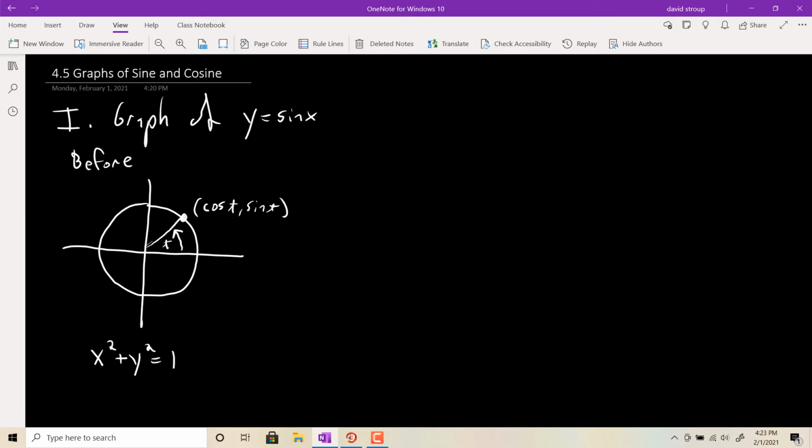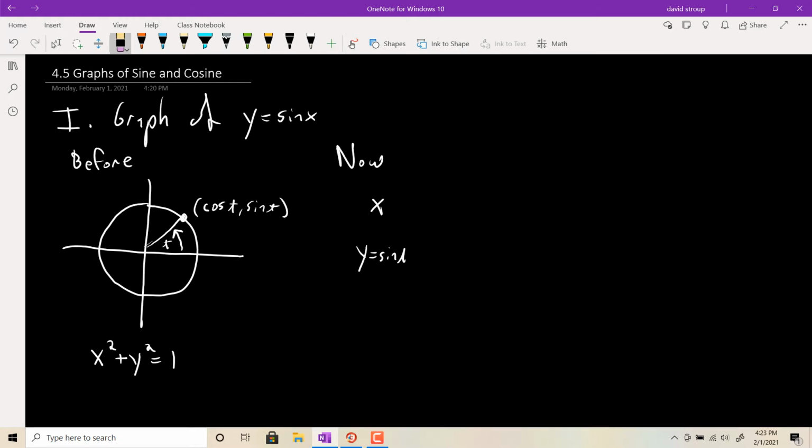Well, we're going to first make a table of values. Now we're going to let x represent the angle, and y be the sine of that angle. I accidentally wrote t instead of x. I want this to be x. So we can figure out the sine of x by working with the unit circle.